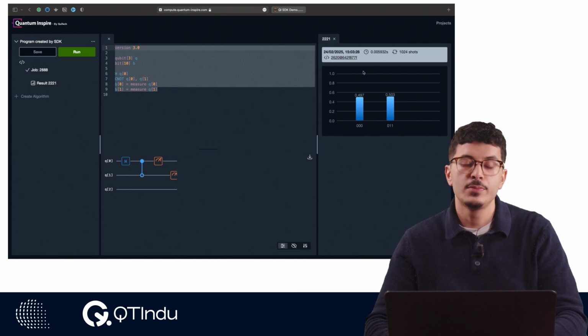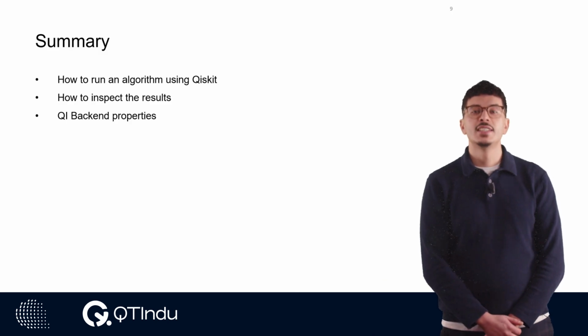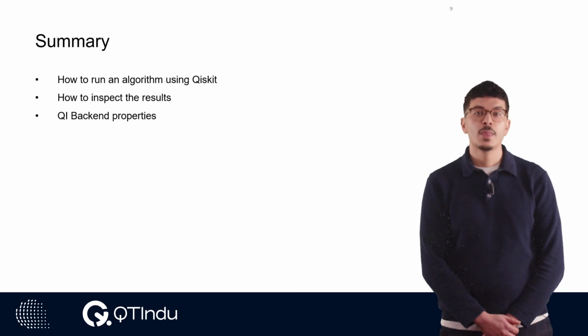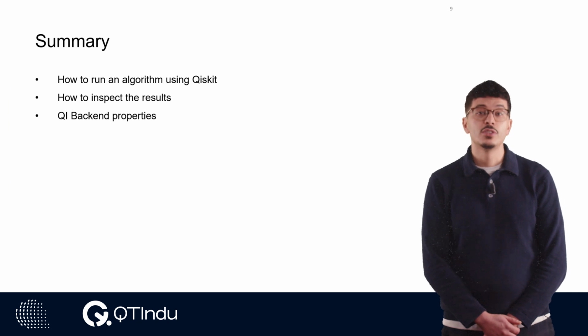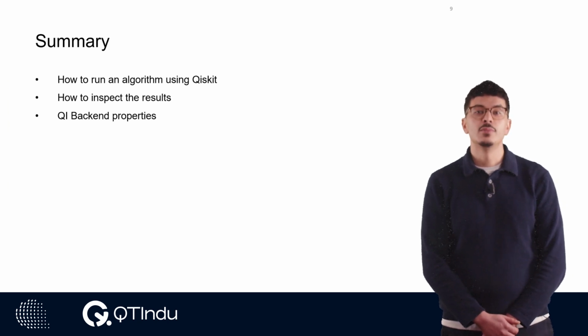That's it for this demo, and in the next demo we're going to have a look at hybrid algorithms. This concludes our video about QI-SDK Basics. We learned how to run an algorithm on a quantum-inspired backend using the Qiskit SDK. We saw we had to initialize the provider first. We used this provider to select the backend to run our algorithm on, and then we executed the algorithm.